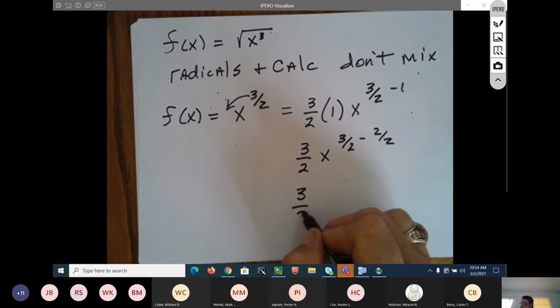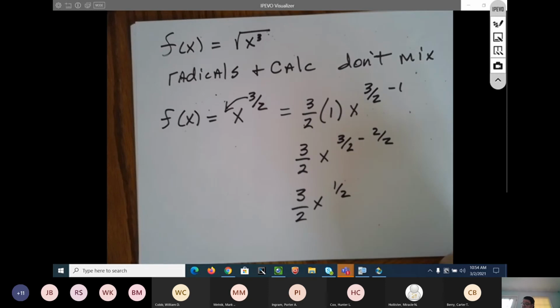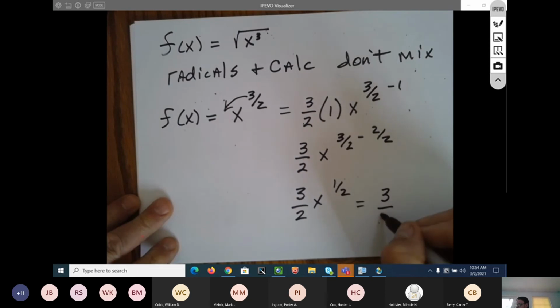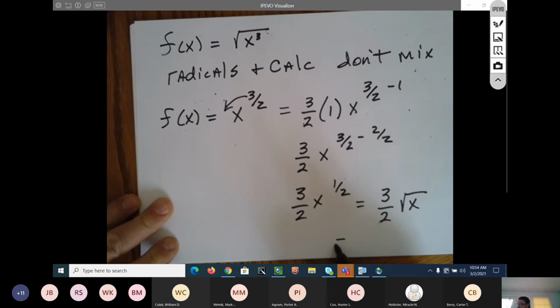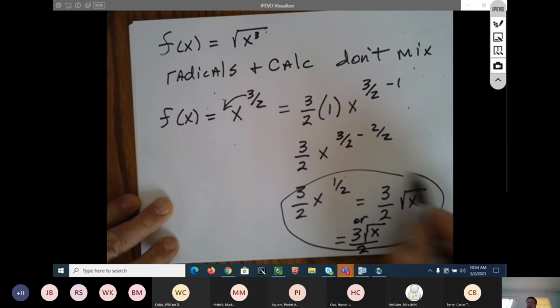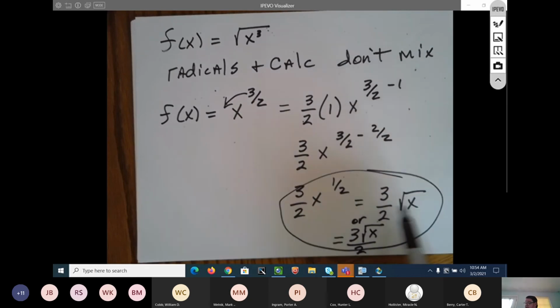3/2 x to the what? 3 minus 2 is 1/2. And you can rewrite that as a square root. And that would be 3/2 square root of x. Or you could write 3 square root of x over 2. Now, I don't really care about these 3 answers. You can write them however you want to. Just know that you can write them 3 different ways because the homework or the test may want you to write it one of those ways.